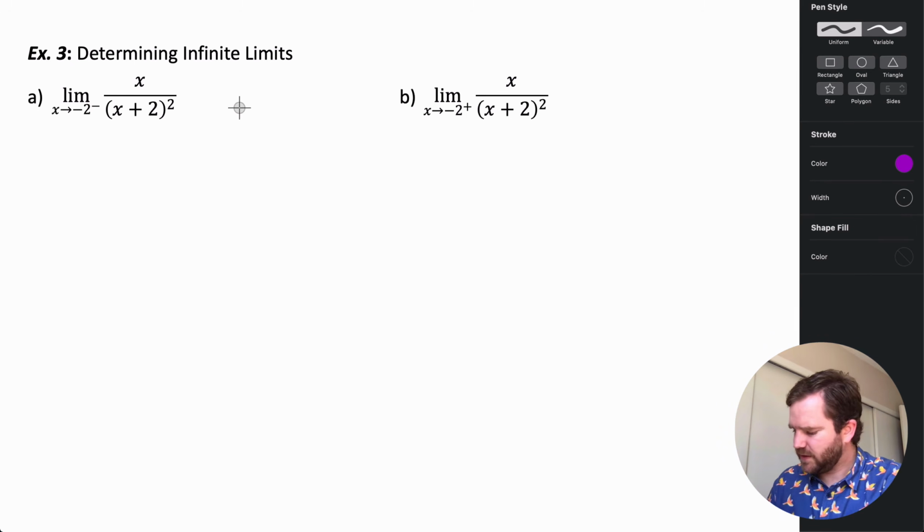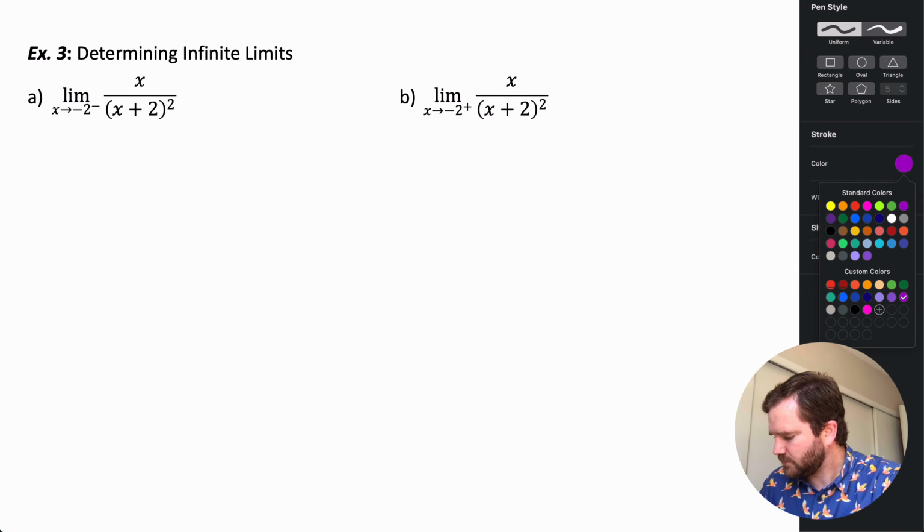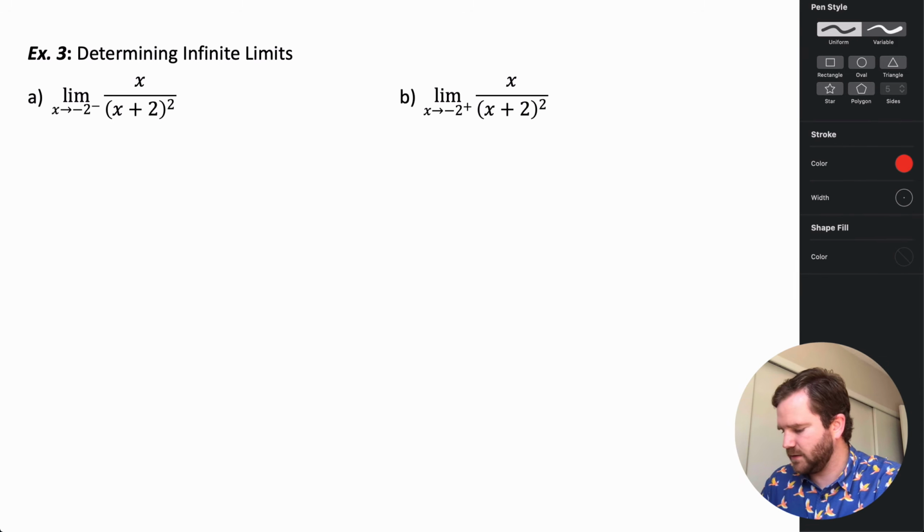Okay, so in this example, we have the same function, x over x plus 2 quantity squared. The only difference is this one we're approaching from the left, and this one we're approaching from the right. So let's go ahead and take a look at these limits.